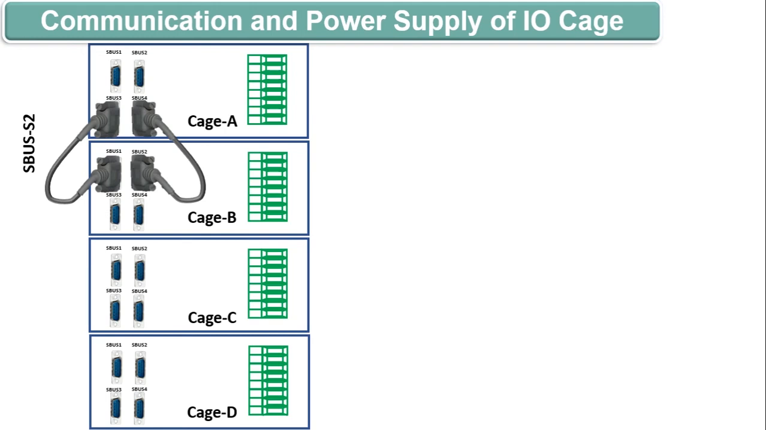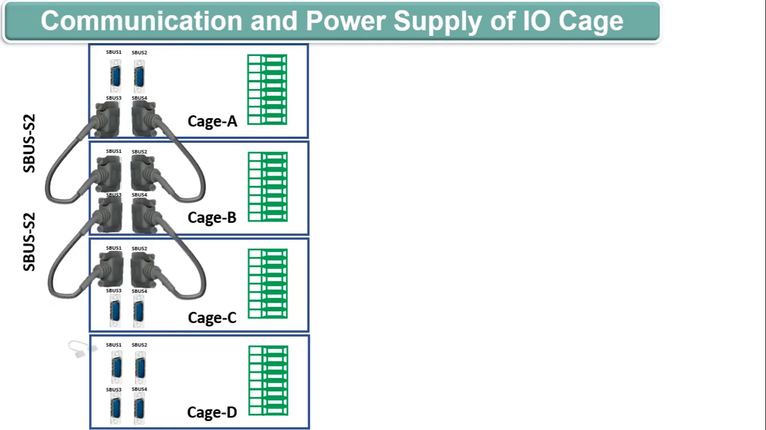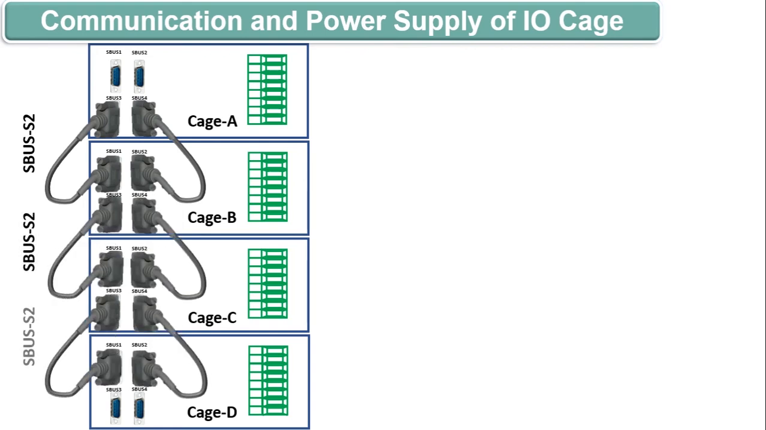First DB9 cable attached with the S-bus 3 connector of cage A and terminates in the S-bus 1 of cage B. Similarly, a redundant cable attached with S-bus 4 of cage A and terminates in S-bus 2 of cage B. So 2 redundant cables take the redundant S-bus S2 communication between 2 racks. Same scenario will be done between the communication of cage B to cage C and then cage C to cage D.